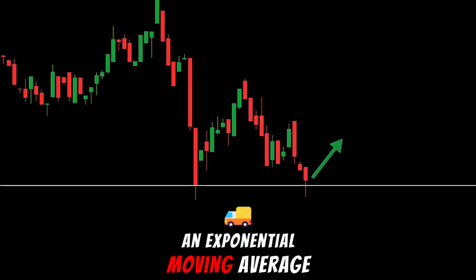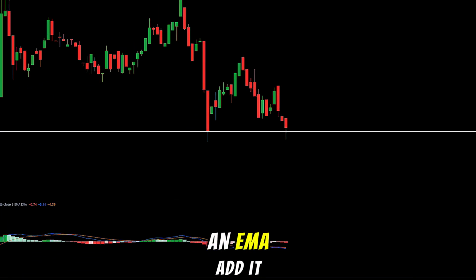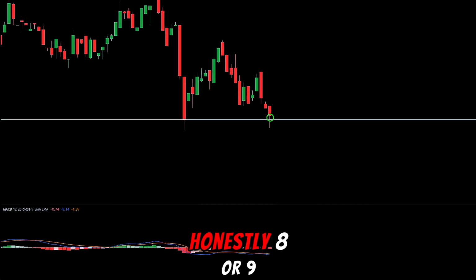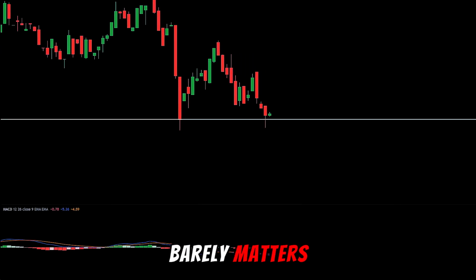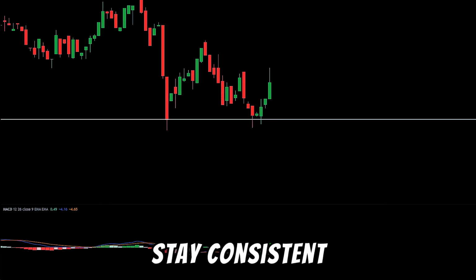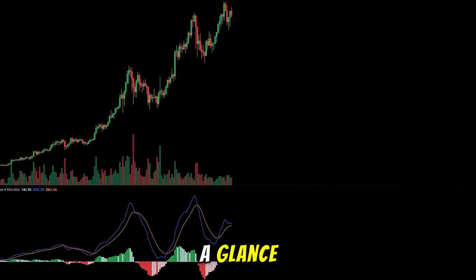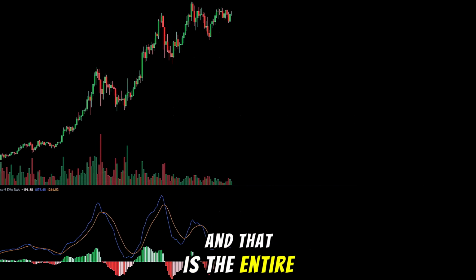Second indicator. An exponential moving average, an EMA. Add it, go to Inputs, and set the length to 8. Honestly, 8 or 9 barely matters. Pick one and stay consistent. I keep mine blue so I can tell the 2 lines apart at a glance. And that is the entire toolkit.